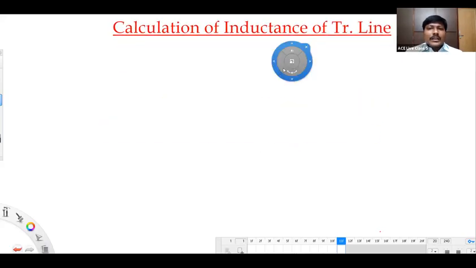Calculation of inductance of transmission lines. This is one of the very important topics for the examination. Electric traction, 25 kV. Why is it not possible? Big voltage.